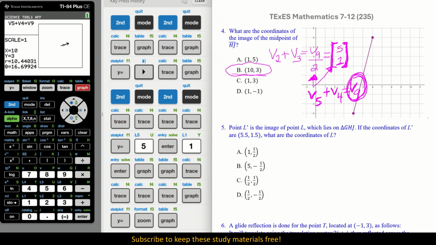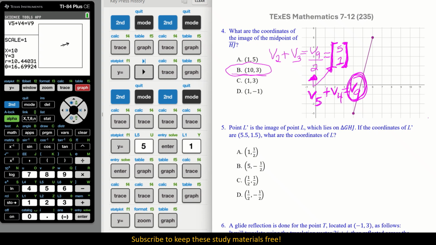But personally, I think the calculator makes it a lot faster. However, you have to know what's going on. And look at what V9 is doing for us. It shows us how it changed. It's very interesting. Okay, so let's look at number 5.